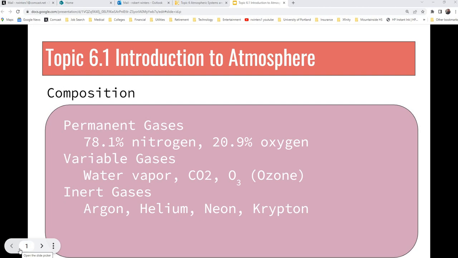So let's go ahead and start topic 6, the atmosphere. Topic 6.1 will be an introduction to the atmosphere. What we've been doing so far in ESS is looking at how environmental conditions are affected in different parts of the world. One, of course, would be in the soil, what we call the lithosphere. Another would be in the oceans, the water, hydrosphere. And today we're going to start talking about how environmental conditions are affected in the air, the atmosphere.